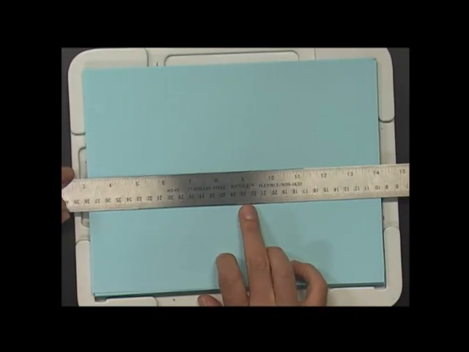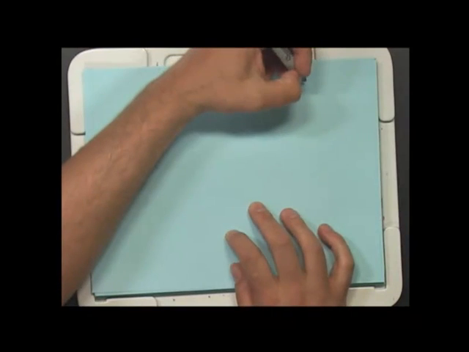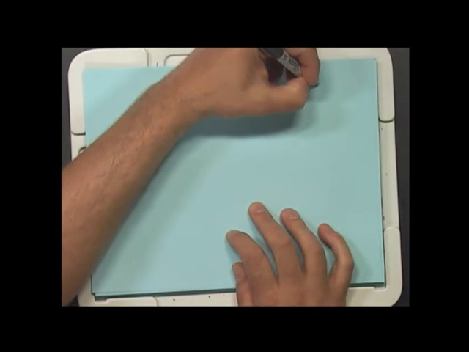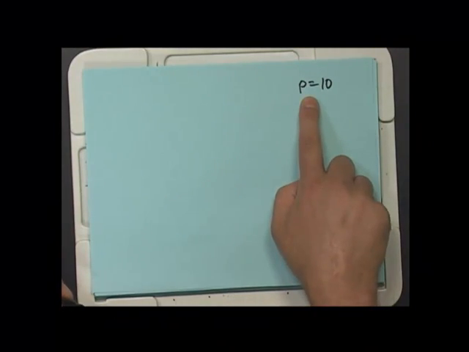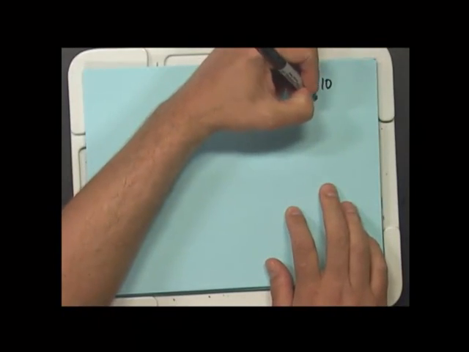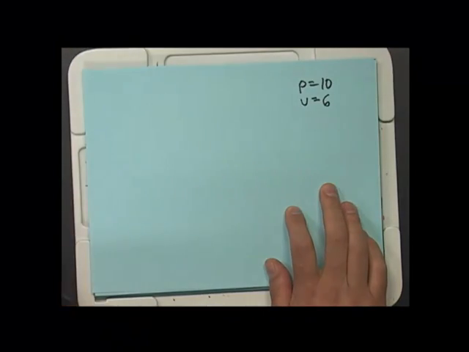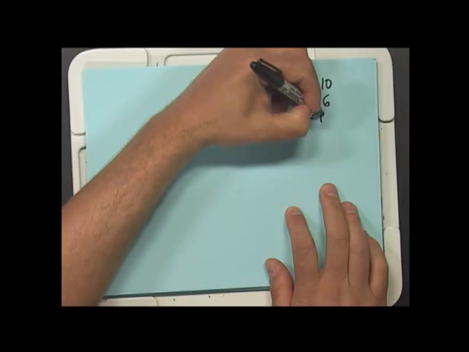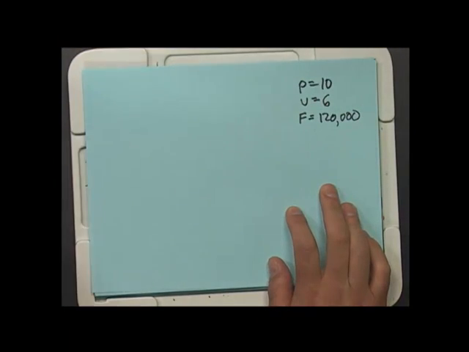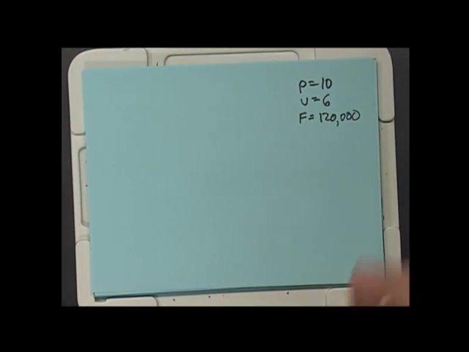First, let me describe the problem here. Let's assume exactly the same that we had before, with a unit price of 10, a unit variable cost of 6, and fixed costs of 120,000. And now what we're going to do to change things is we're going to say, here's the decision we're making. We're trying to figure out if we want to invest an additional $40,000 in equipment so that we can lower our utility costs by $1 a unit.